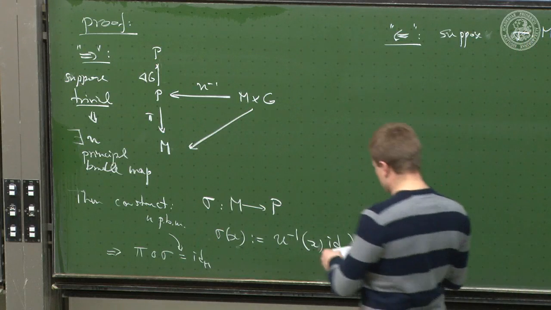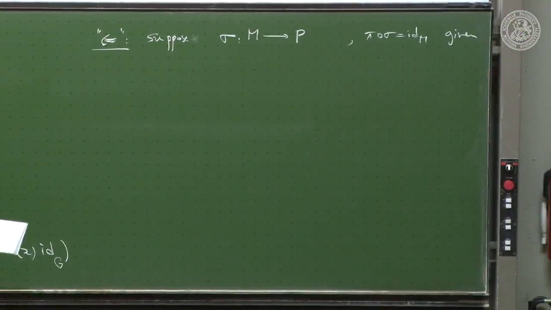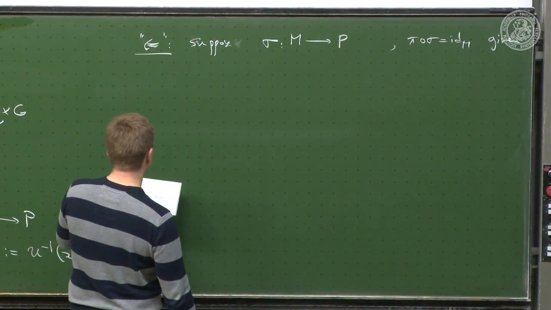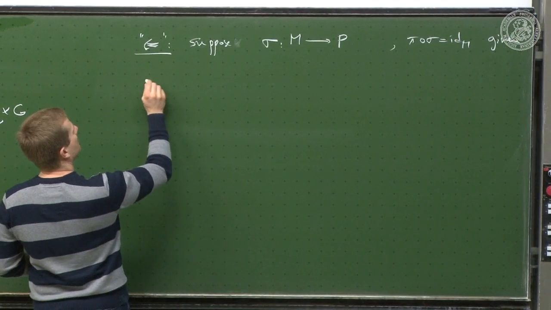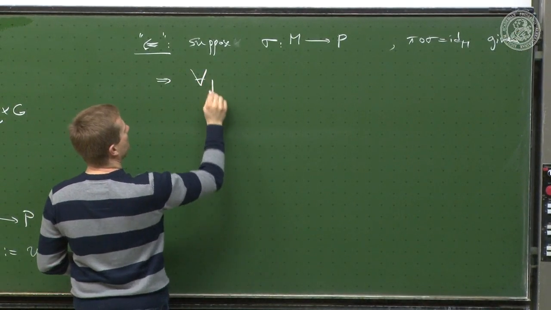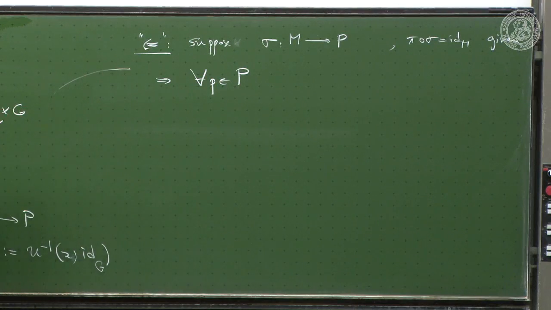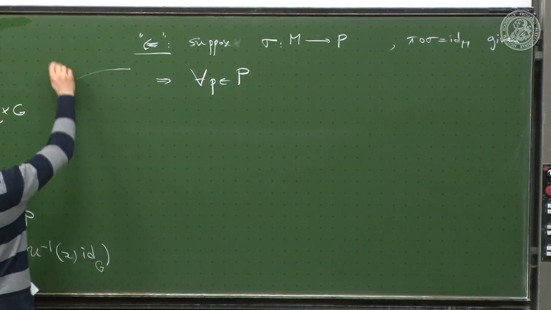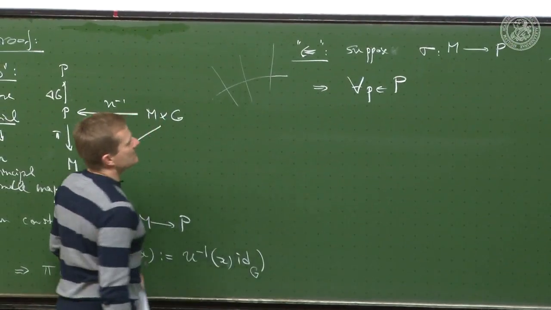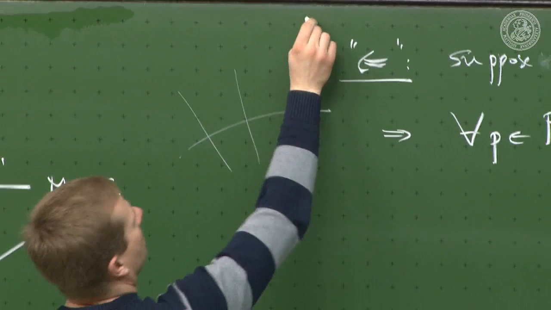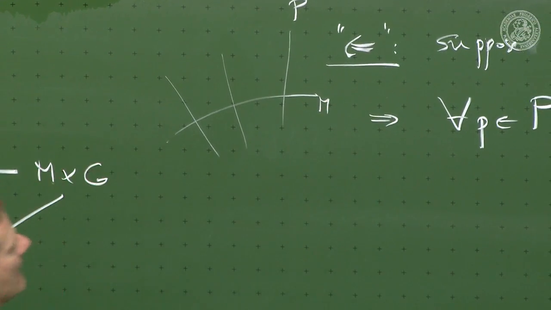Well, so assume we have such a section. Then we need to work a little harder. So then it follows that for any point P that I choose in the bundle, let me draw a little picture. I mean, pictures are always misleading, but maybe. So the idea is you have the bundle, the whole P, this is the base manifold M.